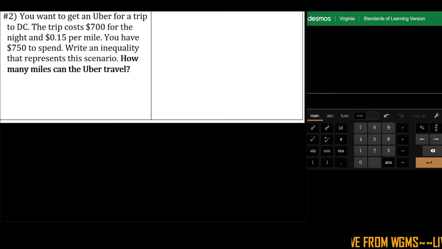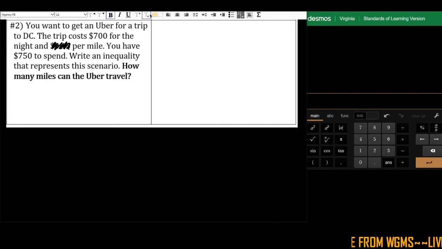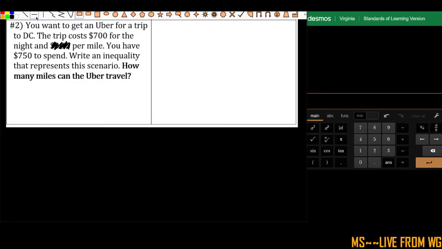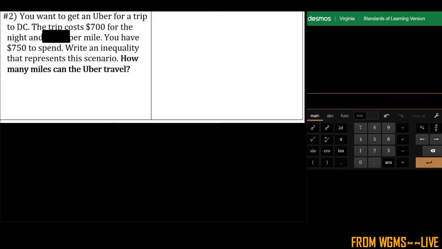So let me change this. It should be 20 cents. We actually had a high demand, so we're going to say this is going to be 20 cents, and let's just put the dollar sign.